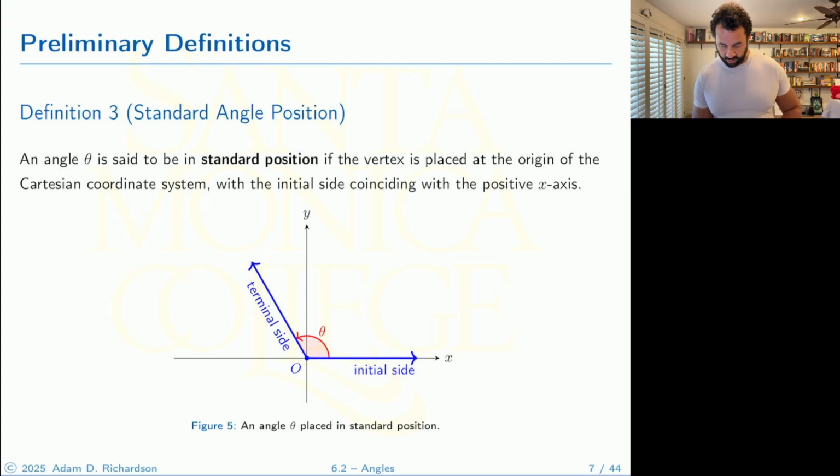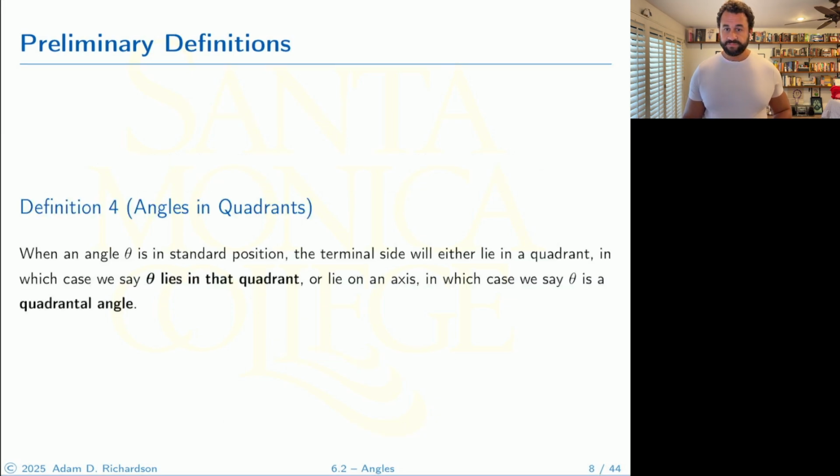That's all. We're going to have the initial side corresponding with the x-axis, and the terminal side will correspond to wherever the angle ends. All right, so angles and quadrants. When an angle is in standard position, the terminal side will either lie in one of the quadrants, in which case we say that the angle lies in that quadrant, or it will lie on an axis. And if it lies on an axis, we call that a quadrantal angle. We're going to see lots of examples of these in just a minute.